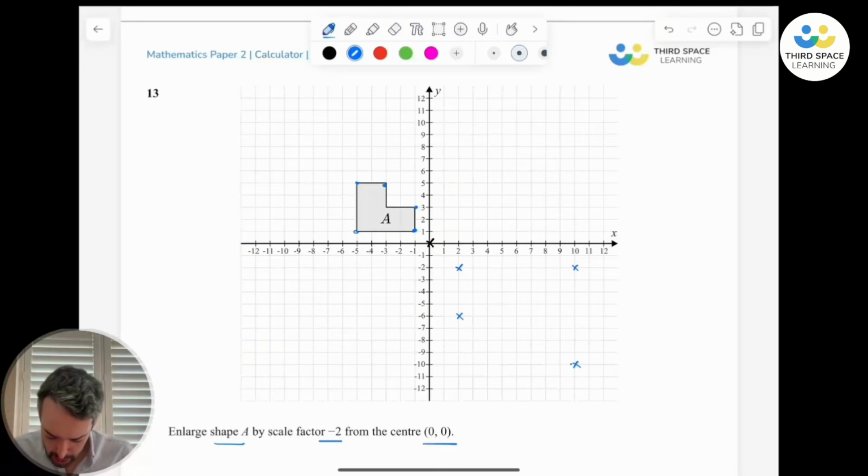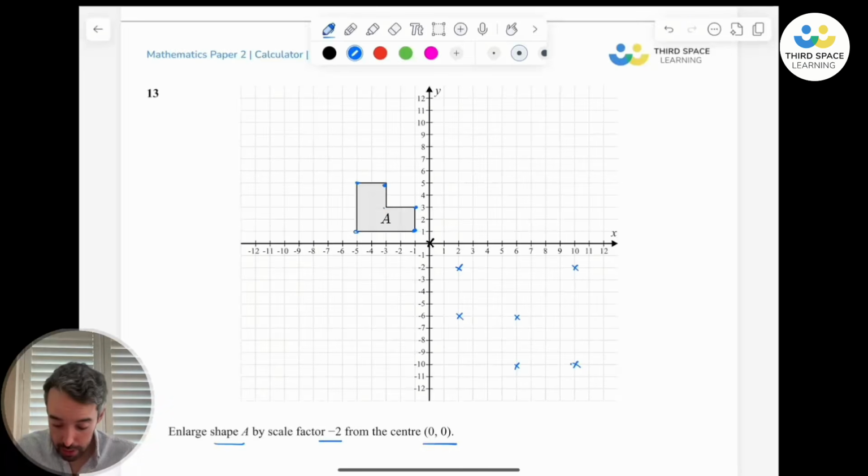This one, that's 3 to the left and 5 up. So that's going to be 6 to the right and 10 down. And I might even be able to do my final one just by eye here. It's going to be that point there. And now all we have to do is join them up.